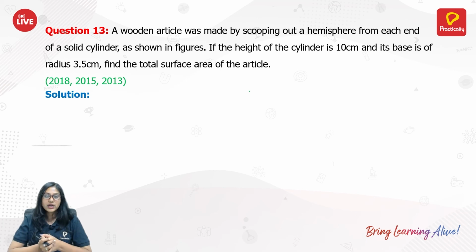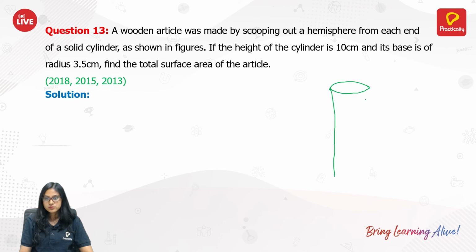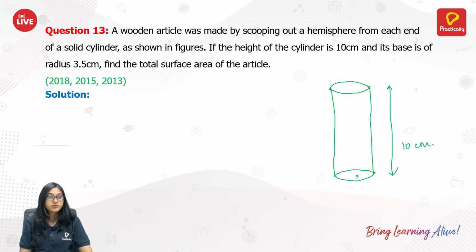Next, a wooden article was made by scooping out, again a scooping out question, a hemisphere from each end of the solid cylinder. First, let us draw the cylinder. If the height of the cylinder is 10 centimeters and the radius of its base is 3.5 centimeters, find the total surface area.